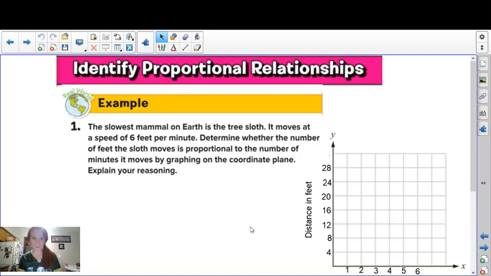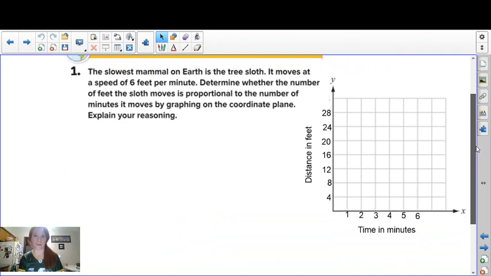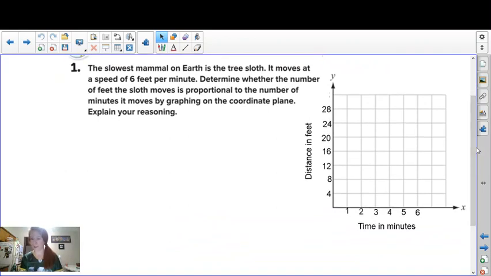Interesting. The slowest mammal on Earth is the tree sloth. It moves at a speed of 6 feet per minute. Determine whether the number of feet the sloth moves per minute is proportional to the number of minutes it moves by graphing on a coordinate plane. Explain your reasoning.